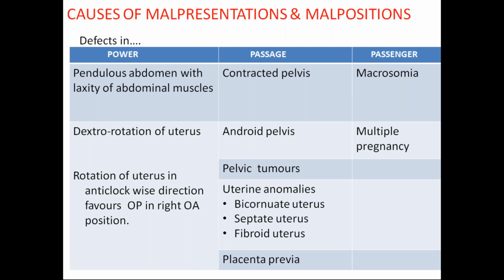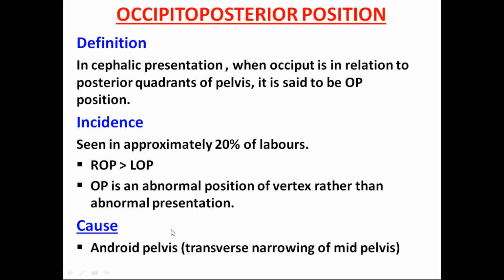A large macrosomic baby will have a deflexed attitude and may present as occipital posterior positions, or it may present as brow and other ones. Polyhydramnios. Right. So these are some of the causes for abnormal presentations and malpositions. Now let us go to the commonest malposition, that is occipital posterior positions.